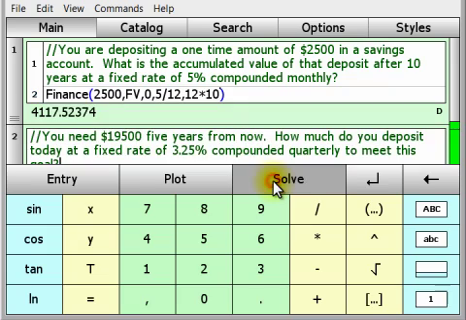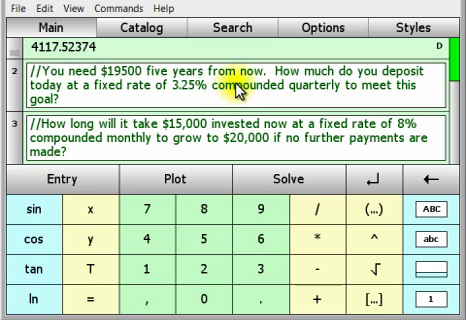Alright, go ahead and hit solve. This returns a value of $4,117.52. That will be the future value of this account 10 years later. Alright, let's scroll down to our second problem.